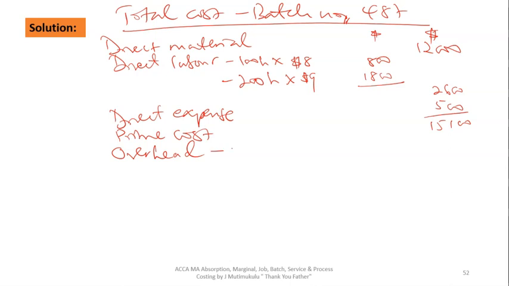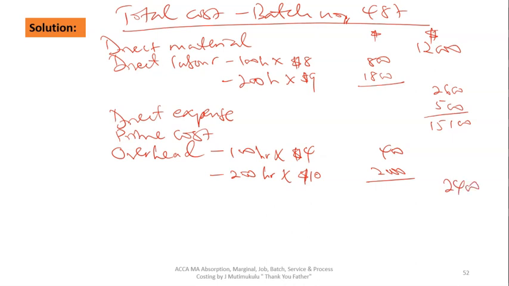So let us first deal with the 100 labor hours of the welding shop. 100 hours at the overhead absorption rate of $4 should give us 400, and then for the assembly there were 200 hours, and we determined that the overhead absorption rate was $10, so that's 2,000. We then add up and we get our 2,400. If we add this to the 15,100, we get 17,500. This is actually called the production cost.